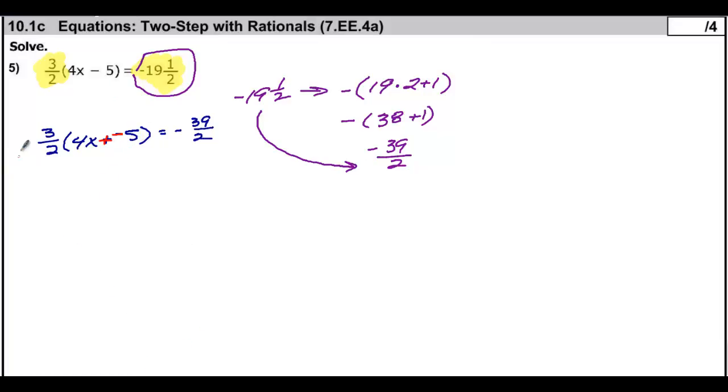Okay, the next step, we're going to get rid of the fractions. And we're going to do that by multiplying both sides by the same thing. Remember, as long as you multiply both sides of an equation by the same amount, it stays equal. In this case, the 2 times the 2 cancels out. Here, it happened to cancel everything out. And we end up with 3 times 4x plus negative 5 equals negative 39. And now all the fractions are gone.